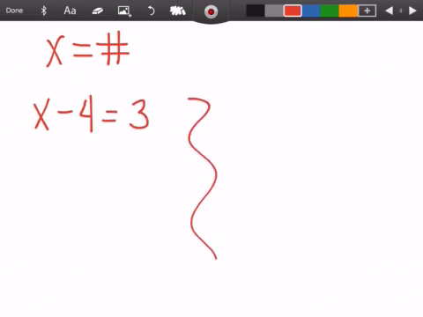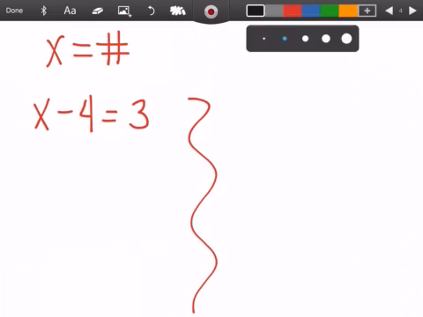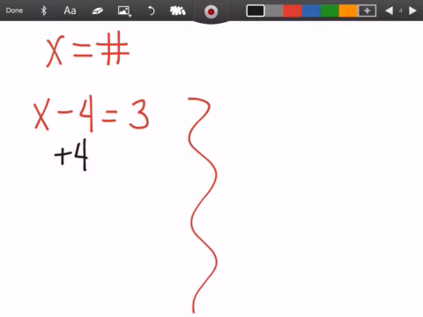The rest of the problems are all going to be solve the equation. That means I should end up with some sort of variable equaling some number. So for our first one, I might have x minus 4 equals 3. Well, to undo subtracting 4, I would need to add 4. This is one of those balancing scales, so what I do to one side, I have to do to the other side.